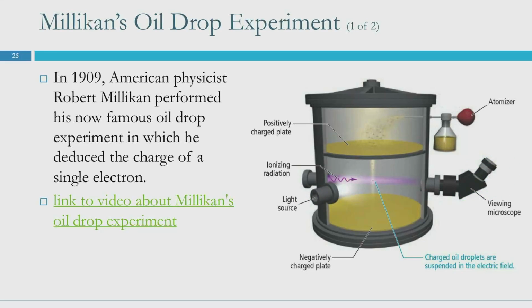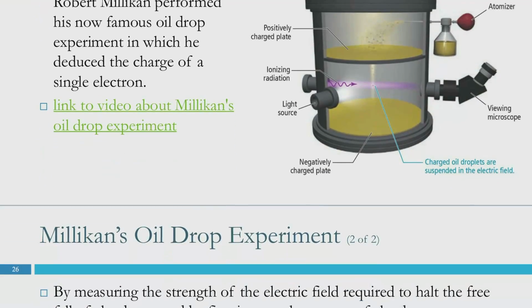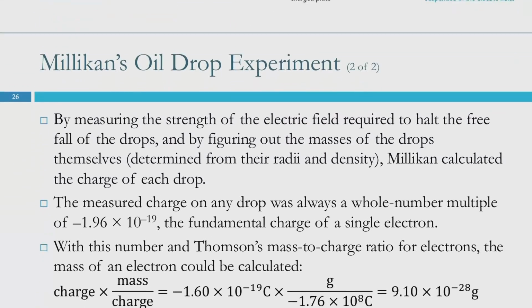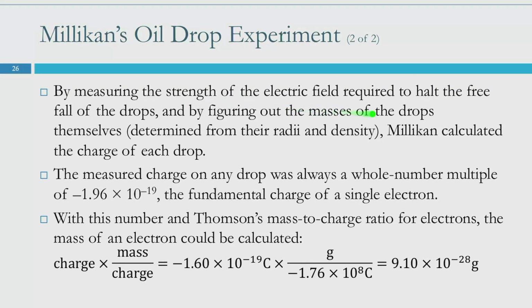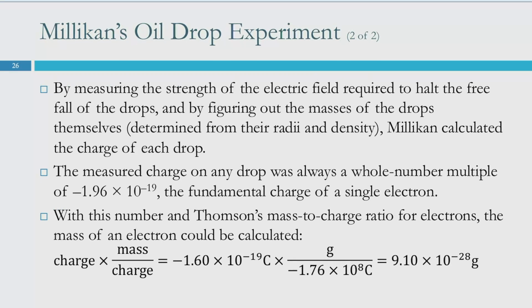And by introducing some ionizing radiation to hit the oil drops and using a light source and a viewing microscope, he could tune the charge in this chamber and cause the oil drops to levitate in the middle. So he could figure out what the charge was on that oil drop, and then by looking at it through this viewing microscope and making some measurements, he was able to figure out the size of the oil drop and figure out the mass of the oil drop. Very clever experimentation. So by looking at strength of the electric field and figuring out the masses of the drops, Millikan was able to calculate the charge of each of those individual drops.